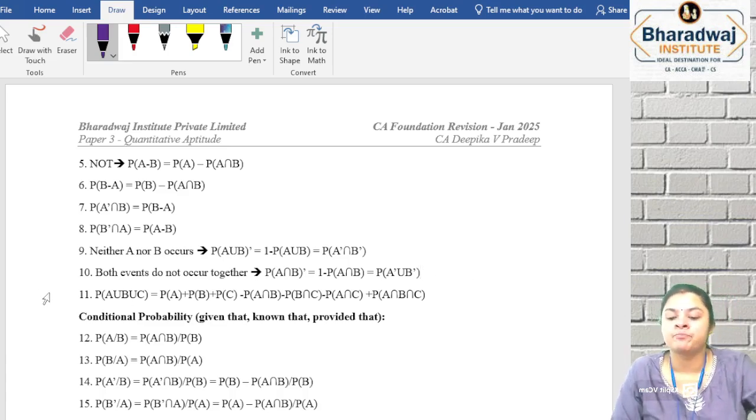And the next, P of A union B union C, where P of A plus P of B plus P of C minus all intersections. P of A intersection B, B intersection C, A intersection C, plus A intersection B intersection C.